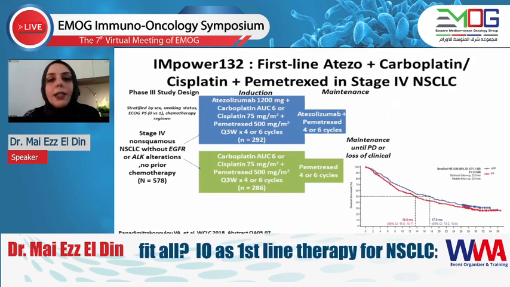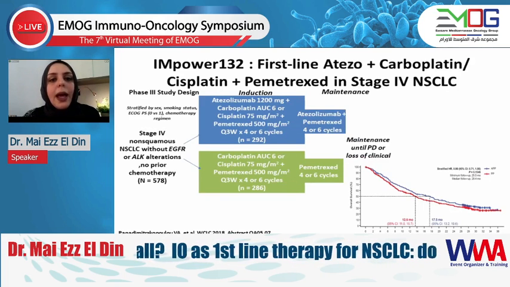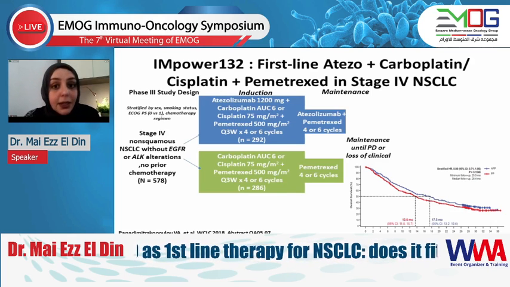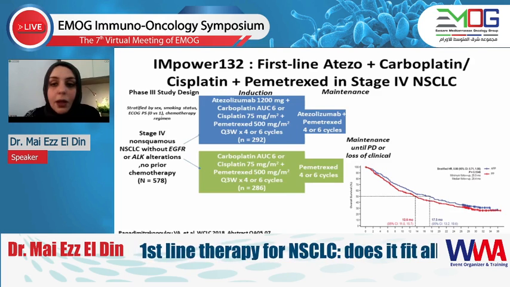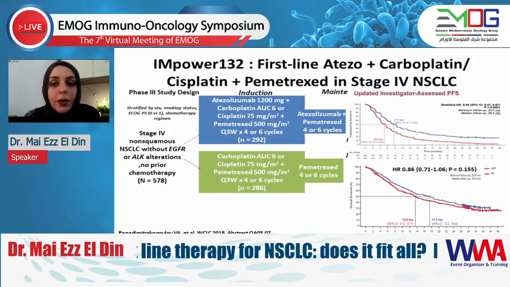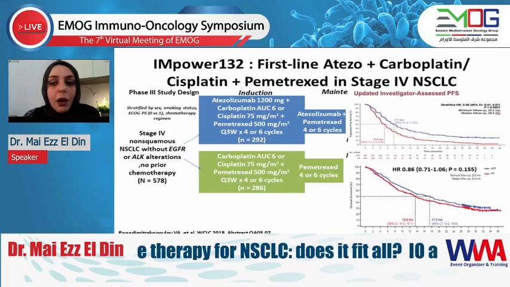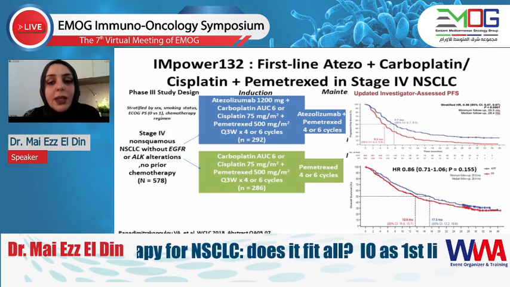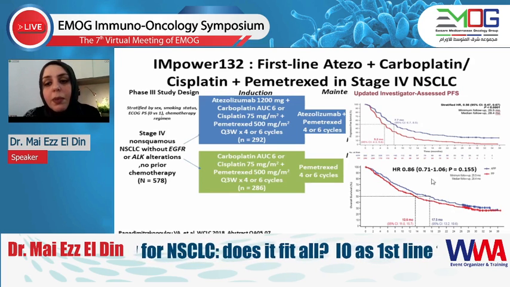IMpower132, again atezolizumab, with carboplatin and pemetrexed. Pemetrexed for non-squamous, expected to do well, yes? Unfortunately, no. It did not meet the mark for an improvement, with a hazard ratio of 0.86, a trend, but as you can see, the curves are very close and crossing the boundary of 1.